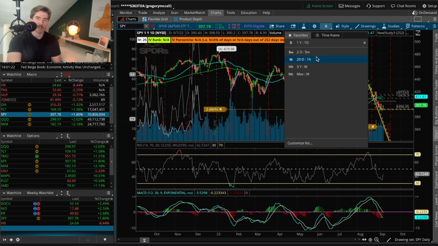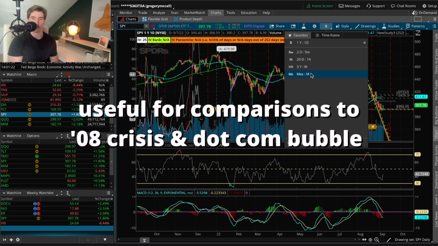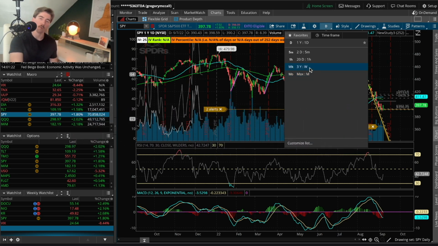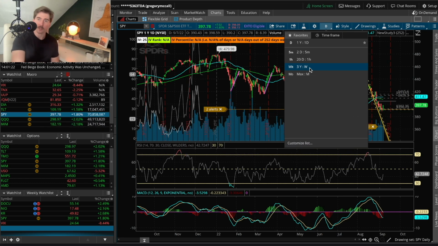And the last two charts that I use are the 3 year 1 week chart and the max bimonthly chart. Typically, whenever I'm looking at the max bimonthly chart, I'm making comparisons to the 2008 financial crisis. And whenever I'm using the 3 year 1 week chart, I'm using this to compare past earnings reports over the last couple of years. So I take the average of the earnings per share over the last 2 years or so, and I use this to estimate how the earnings report for the next quarter might go. So these are the time frames that I use and why I use them specifically.